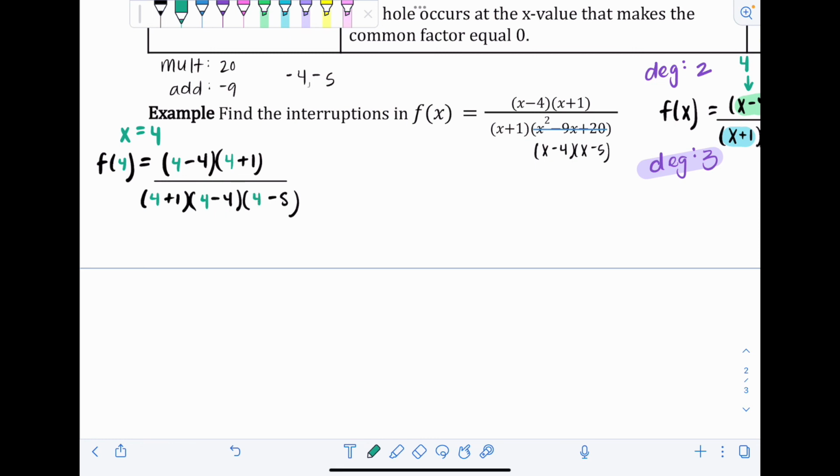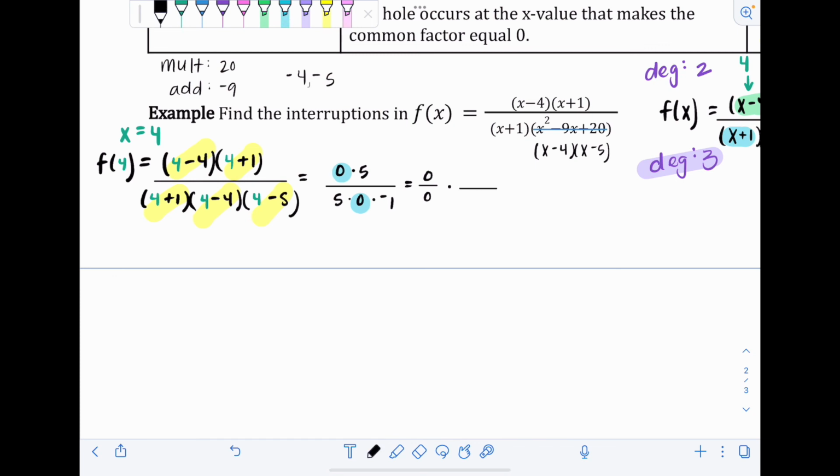And then we'll simplify. In the numerator, 4 minus 4 is 0, times 4 plus 1 is 5. In the denominator, 4 plus 1 is 5, and then 4 minus 4 is 0, and 4 minus 5 is negative 1, so times negative 1. I'm going to rearrange this a bit and put the 0 over the 0, so we're pairing up these two.